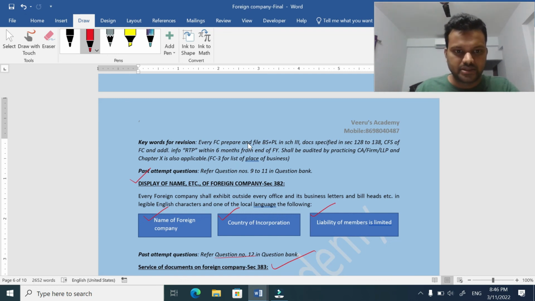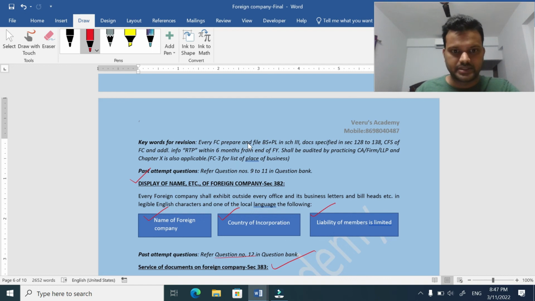Okay, section 382. Section 382 is display of the name of this foreign company. Wherever the place of business is located, the foreign company has to disclose the name of the foreign company, country of incorporation, and that the liability of members is limited. These three things they have to disclose at every place of business.